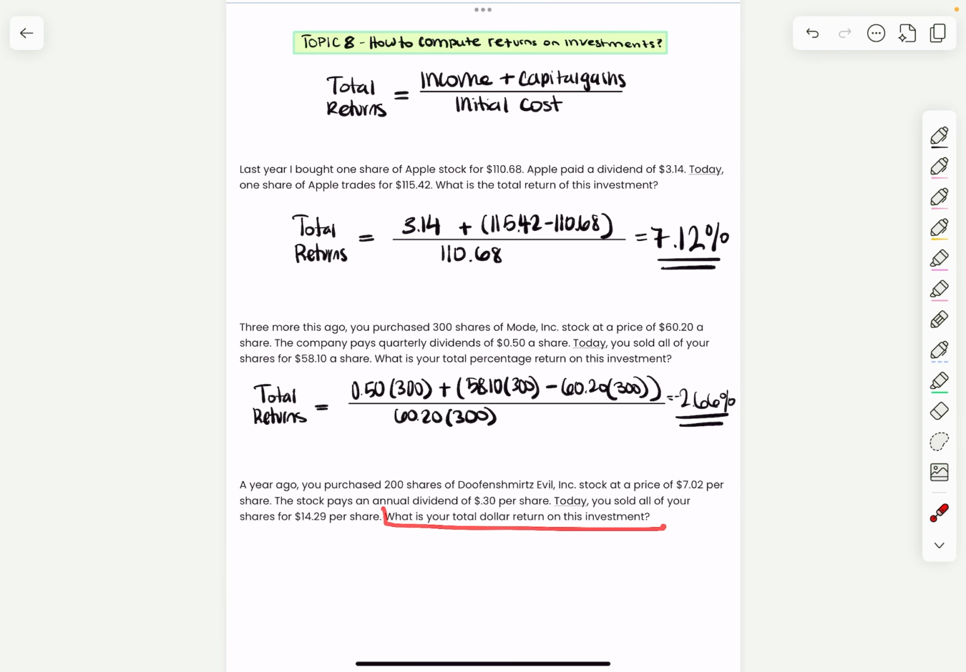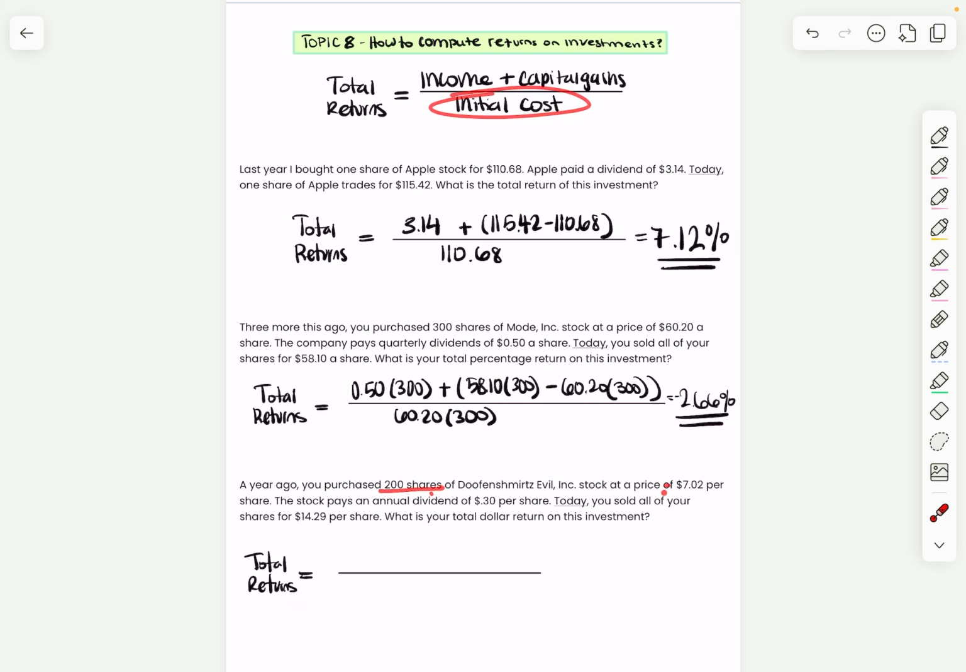They're asking what is your total dollar return on this investment. So they don't want the percentage anymore. They want what this is, but in terms of dollars. But we're still looking for return, so we're still using this formula. Total returns is equal to a fraction, and our initial cost is how much we spent. We purchased 200 shares for $7.02, so that's $7.02 for 200 shares. Our income is always our dividend, so the stock pays an annual dividend of 30 cents per share, and there were 200 shares.